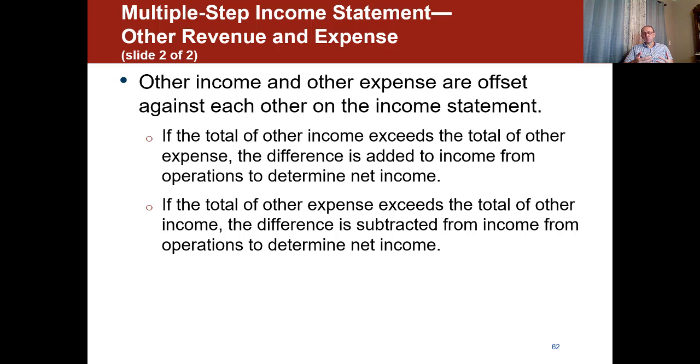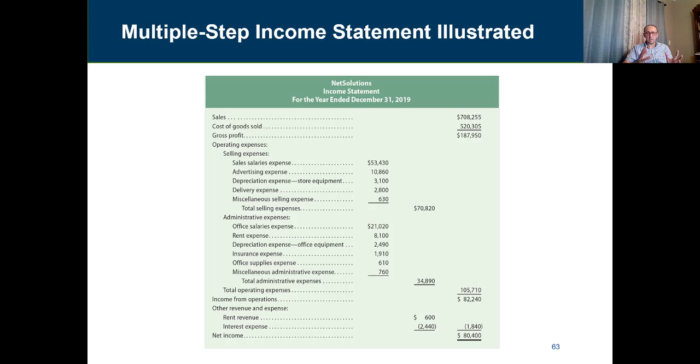If the total expenses is more than the other revenues, then we end up having a negative value and we subtract it from income from operations. And the bottom line number would always be net income. If the net income is a negative value, we call it a net loss. We have to write it down as a net loss. And in the next slide, we're going to see how it looks.